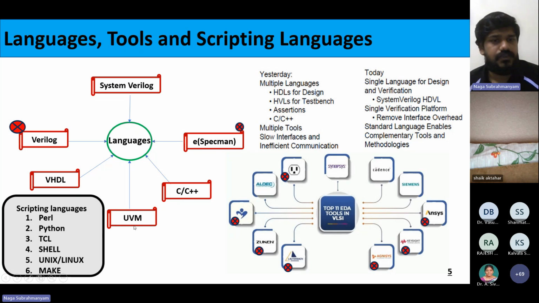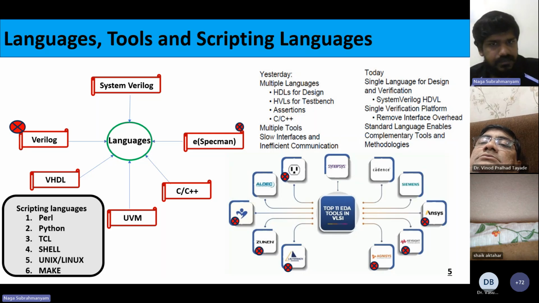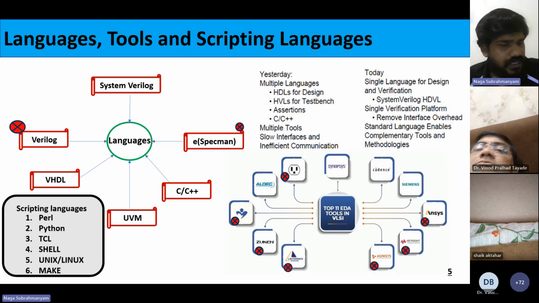Okay, see, you can see here methodologies. One of the methodologies is UVM. There are so many methodologies, which are OVM, RVM, VVM. At the final is UVM. Now the current trend is UVM only. All those are history, but UVM is the current trend.